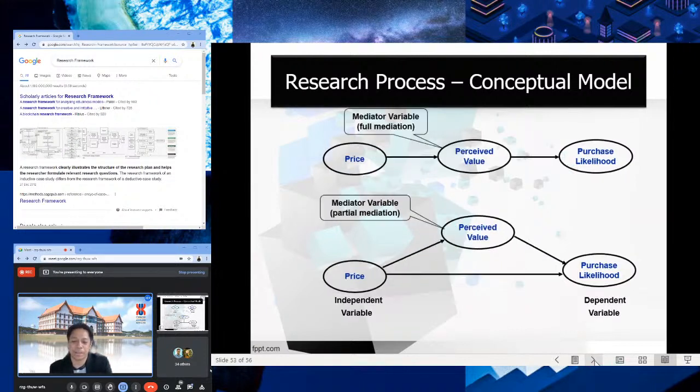So this is another example of how we visualize the conceptual model based on the variables that we identify, perceived value and purchase likelihood. So we can see the patterns, the flow and the scope. So we can be more clear about what our research is all about and what we are doing.